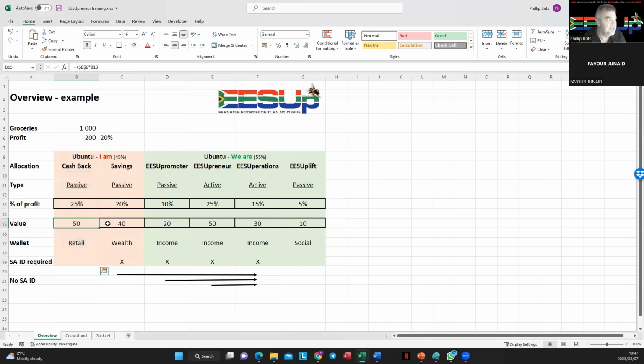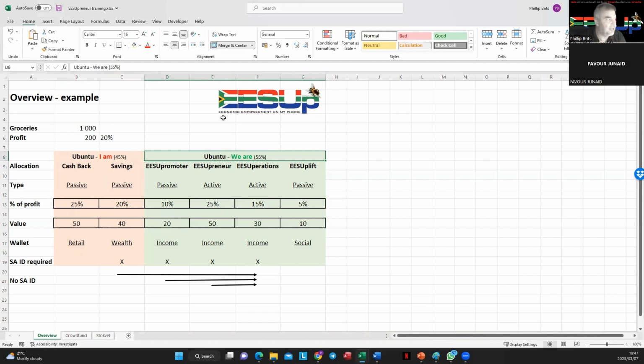So which means that the consumer gets 90 Rand. Of the 200 Rand, they get back 50 in cash and 40 for investment into future income producing assets on their behalf. Okay. Then what we say is we are a bit of Ubuntu. So what we're saying is that's 55% of the profit that we allocate in order to support, call it, the supply chain of EaseUp.